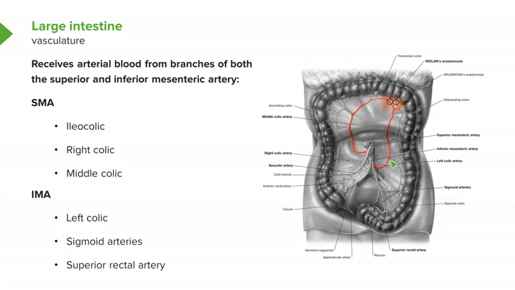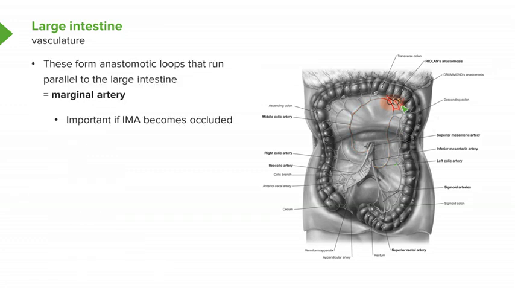So what we have is this region around here in this upper left quadrant by the spleen. We have a transition where this region is supplied by both the superior and the inferior mesenteric artery. And this is really important. It forms what's known as the marginal artery, which runs around this aspect, this upper left quadrant by the spleen of the large intestine. And it's important if the inferior mesenteric artery was to be occluded.